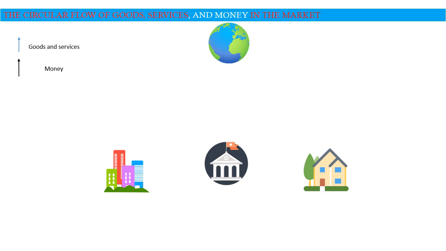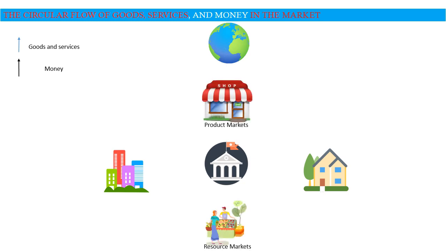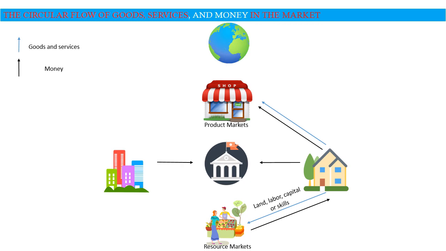For goods, there are 2 additional sectors: the resource market and the product market. Households provide their labor, land, capital, and human skills to the resource market, and in return, they get money income. They also purchase goods and services from the product market. The market collects consumption expenditures of the households. The government sector stays in the middle of the flow of goods and services. They collect net taxes and provide goods and services to the business and households.